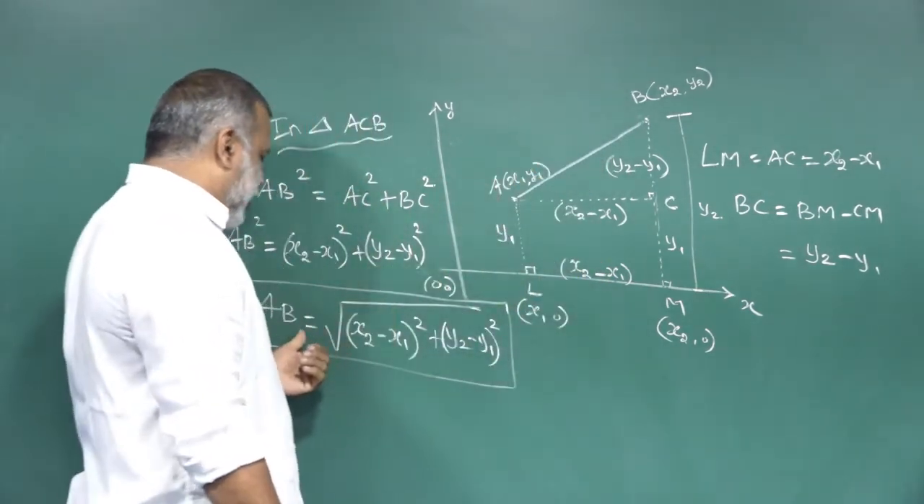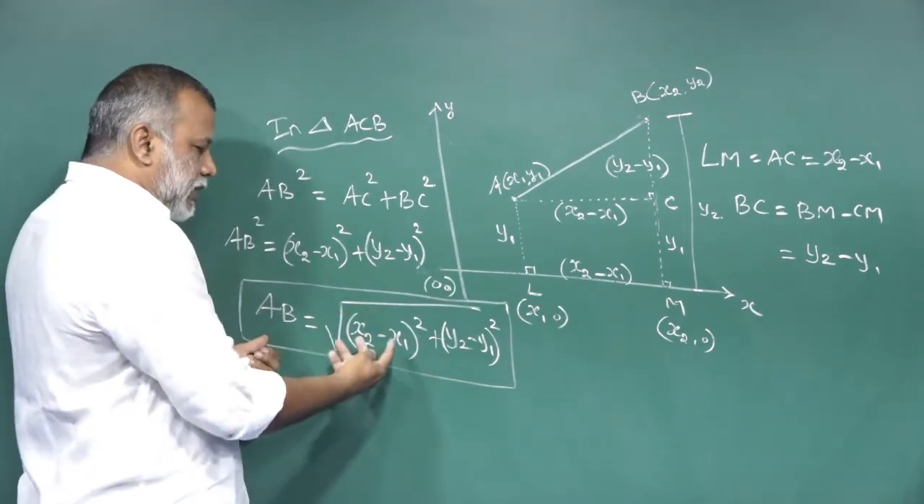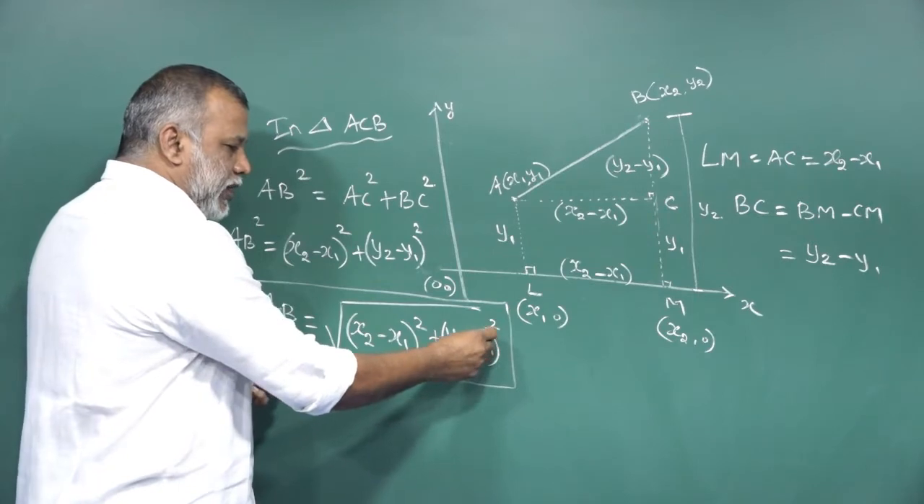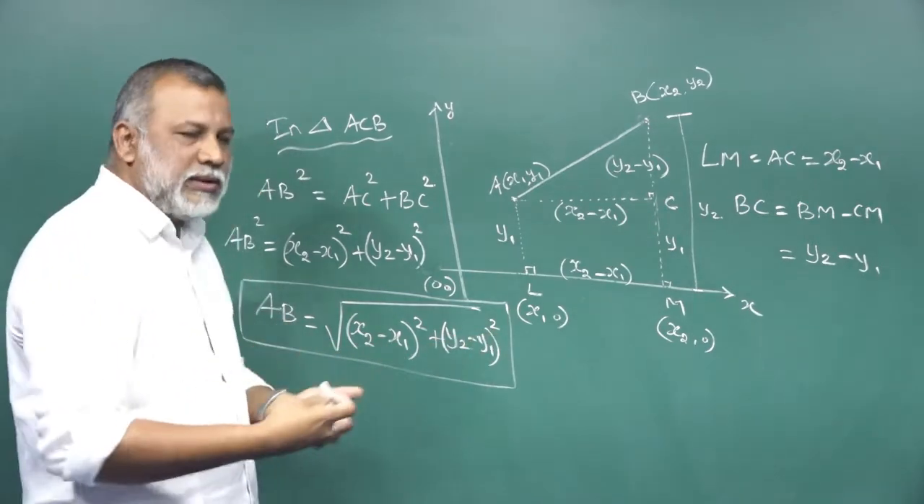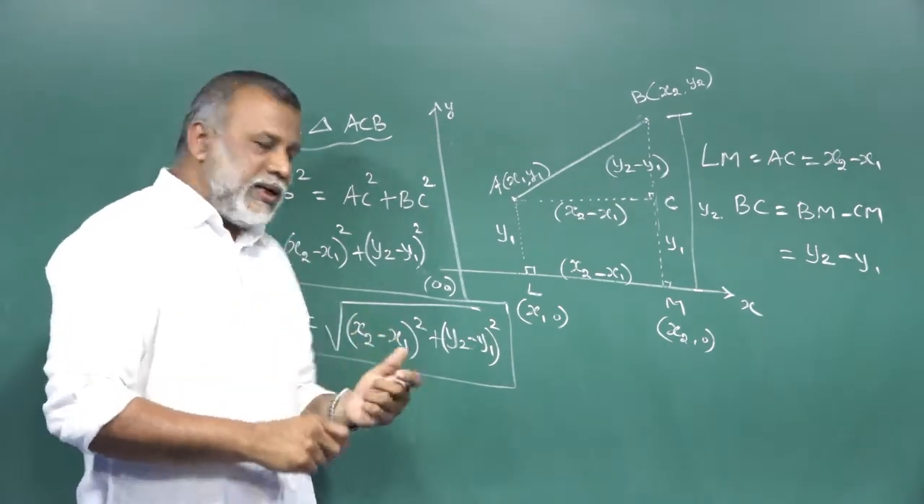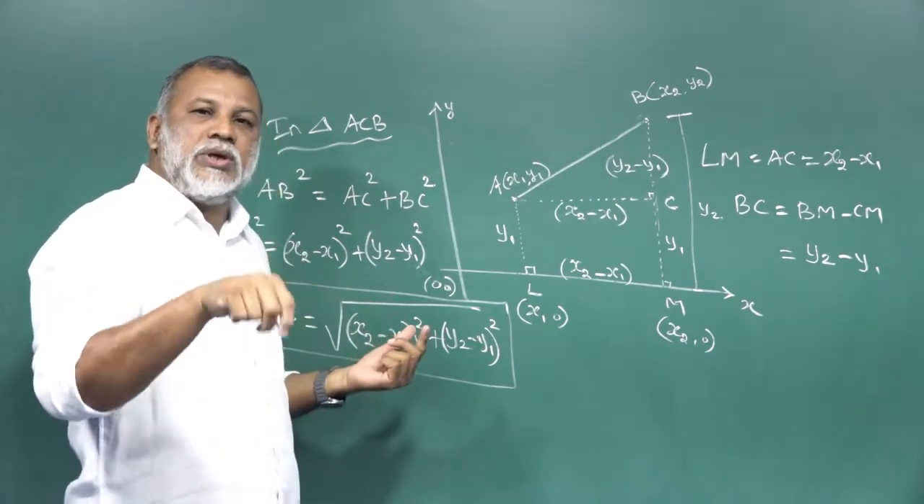Then the distance formula, AB is the distance between 2 points, the square root of x2 minus x1 the whole square plus y2 minus y1 the whole square. It can be denoted another way. x2 minus x1 is the difference of abscissa.